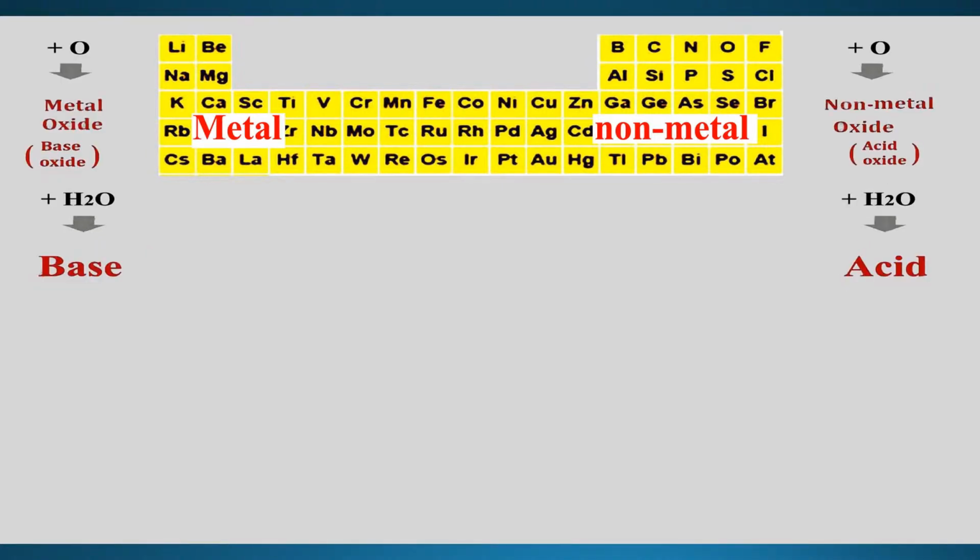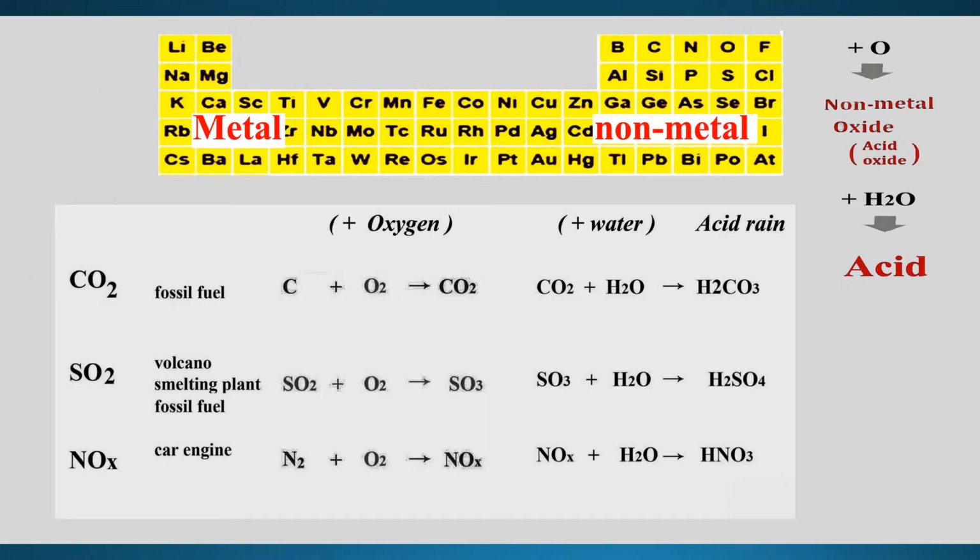Based on this relationship, now we can construct the equation of acid rain. Look, students, carbon dioxide, sulfur dioxide, and nitric oxide all end up forming acid rain. And now, students, let's change our focus.